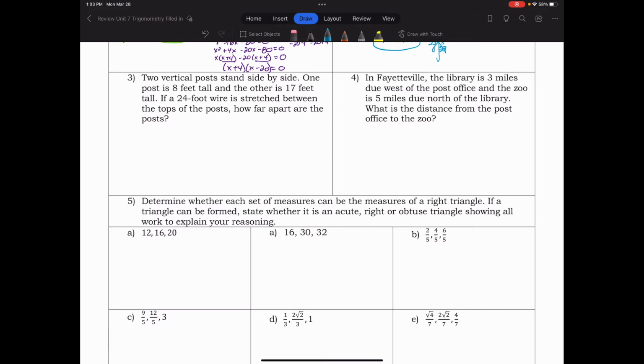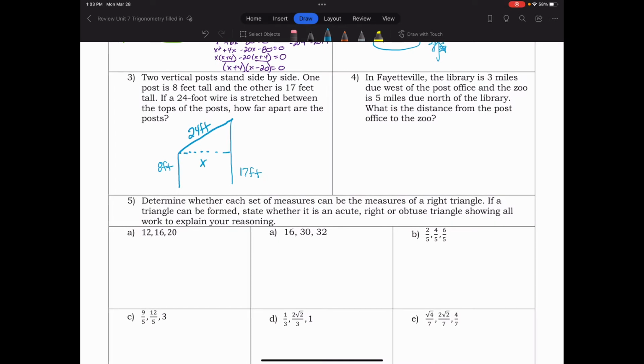Number 3, 2 vertical posts stand side by side. One post is 8 feet tall. The other post is 17 feet tall. If a 24-foot wire is stretched between them, how far apart are the posts? This is what we're trying to find.